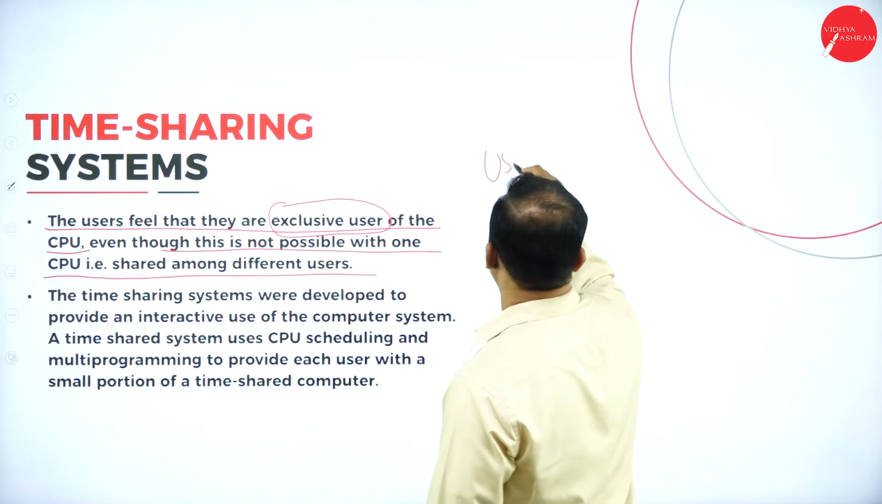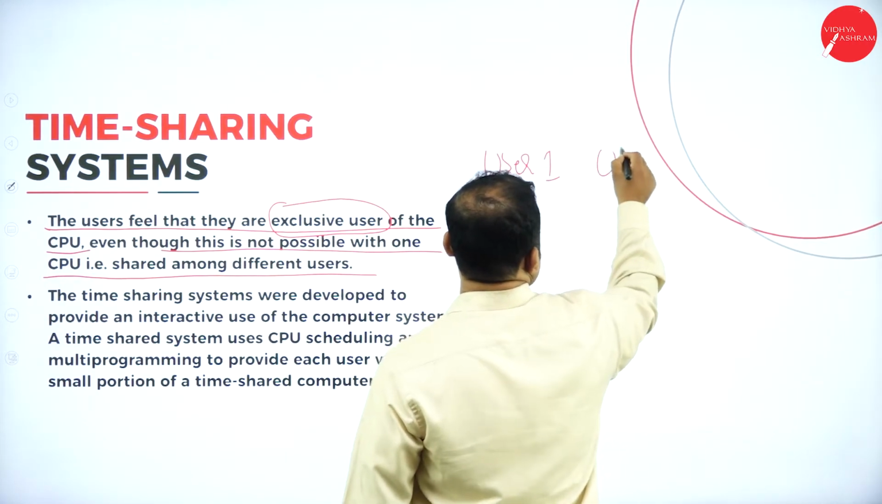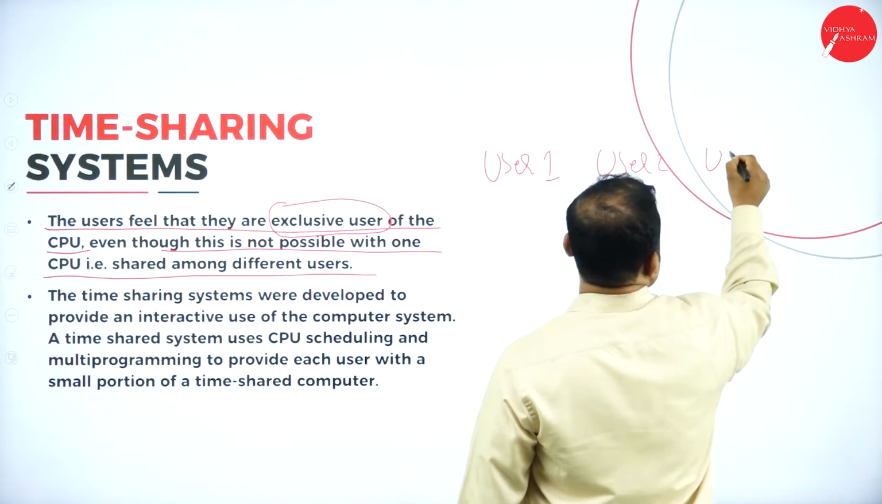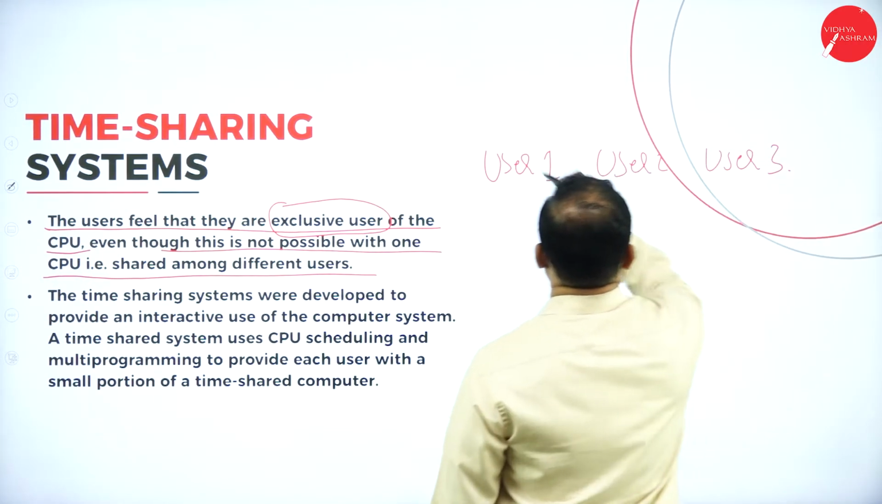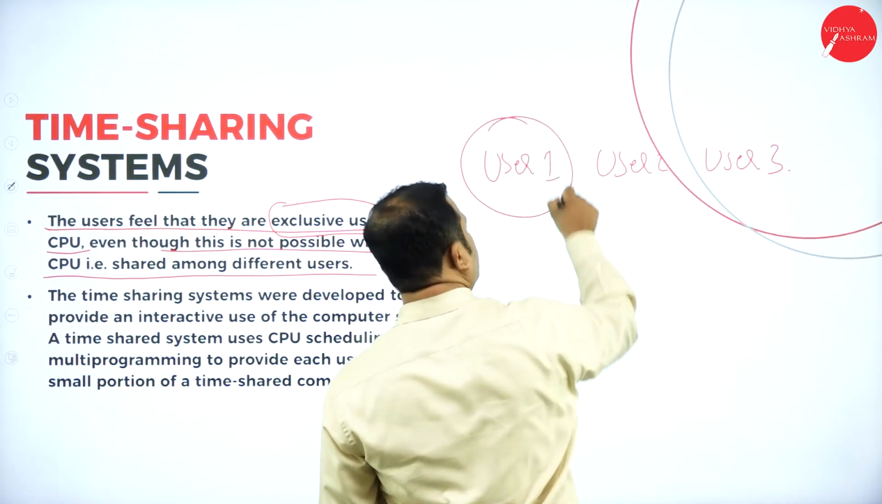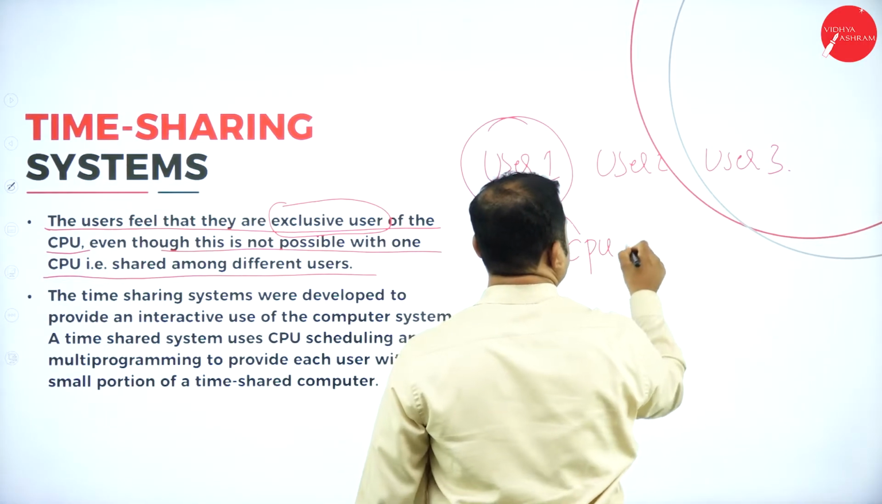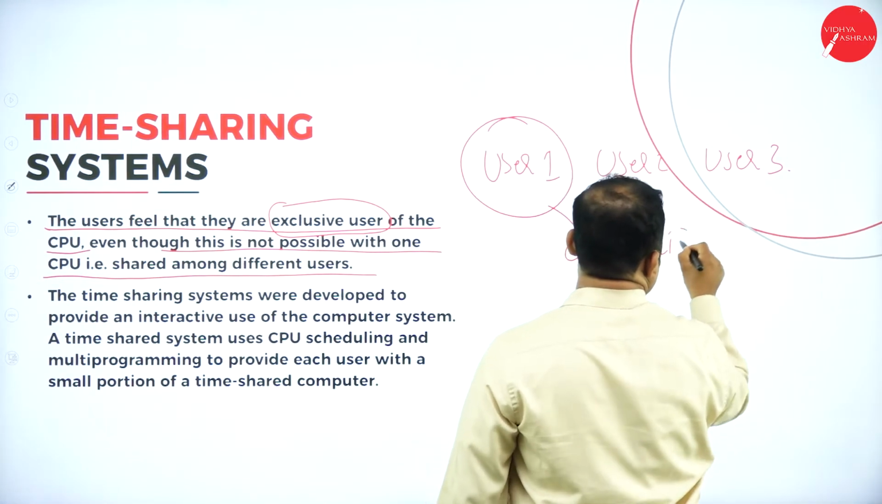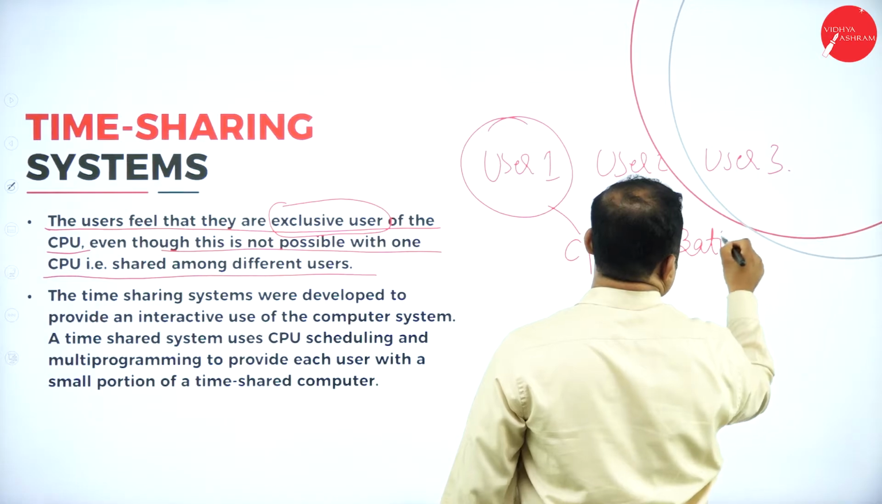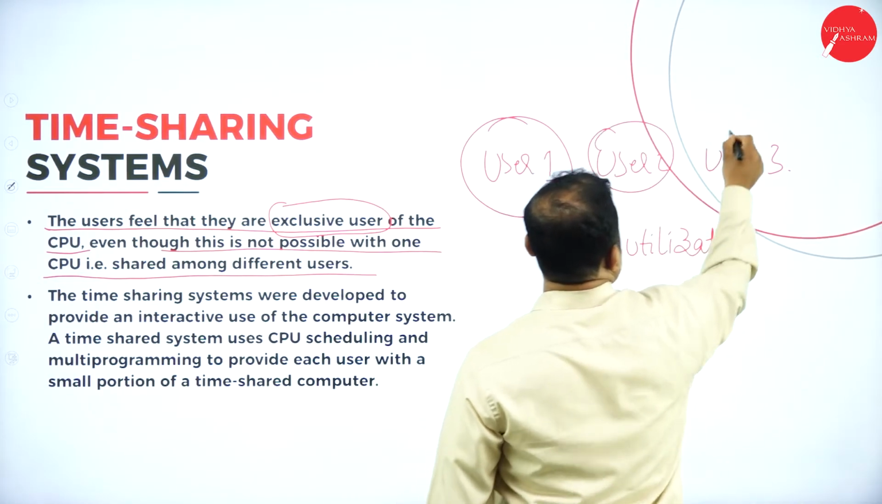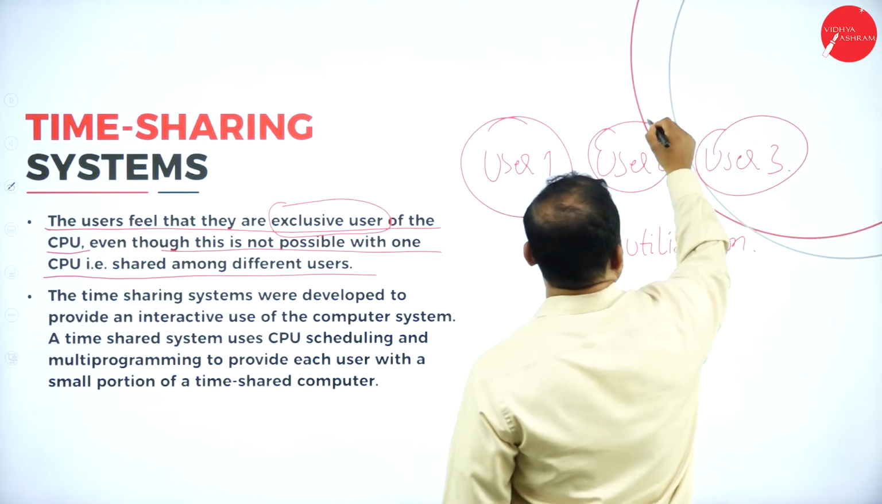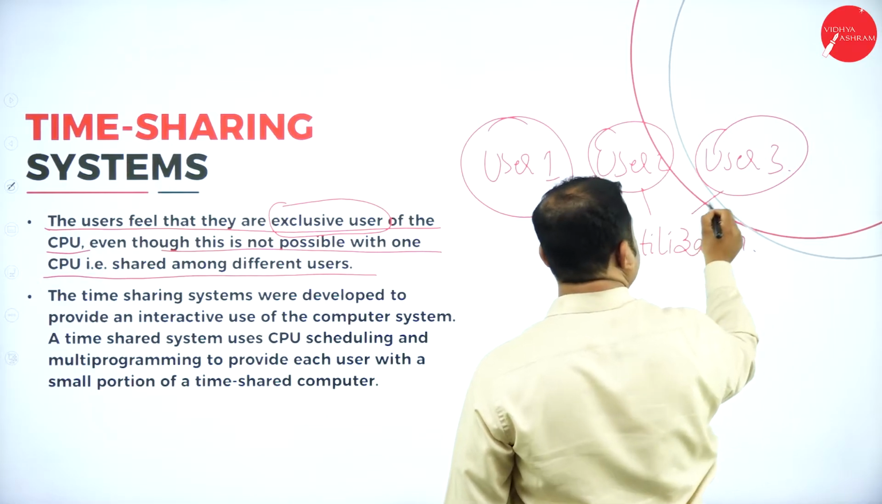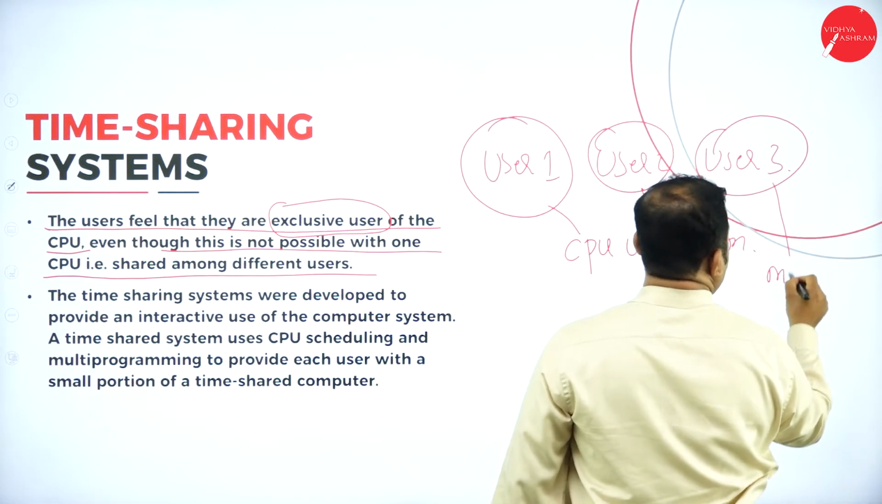Suppose user 1 is there, user 2 is there, user 3 is there. Exclusively, user 1 wants CPU utilization. User 2 and user 3 want CPU as well as memory utilization.